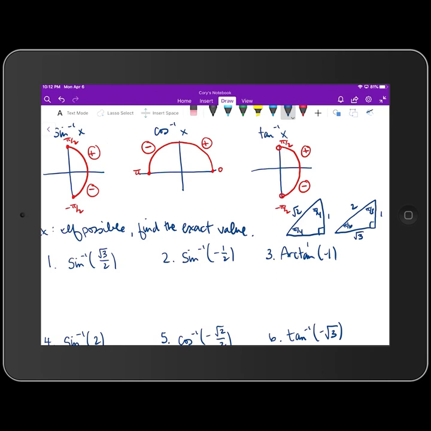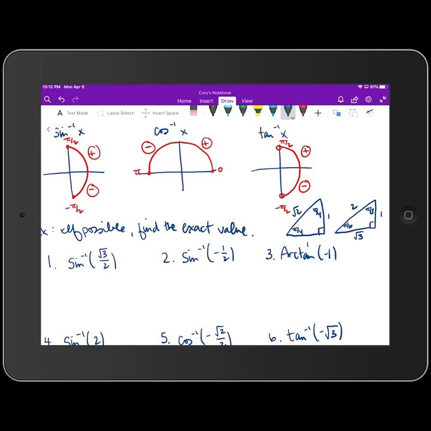Okay, so directions say, if possible, find the exact value. For number 1, we have the inverse sine of rad 3 over 2. I apologize for my son screaming in the background. He's very hyper tonight, but anyways, the inverse sine of rad 3 over 2.